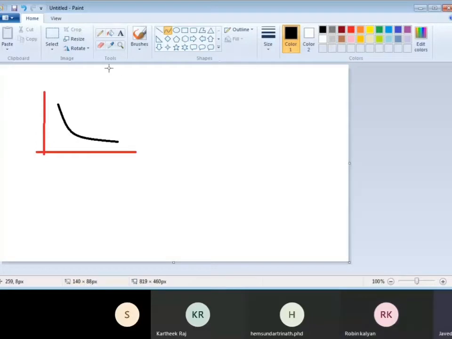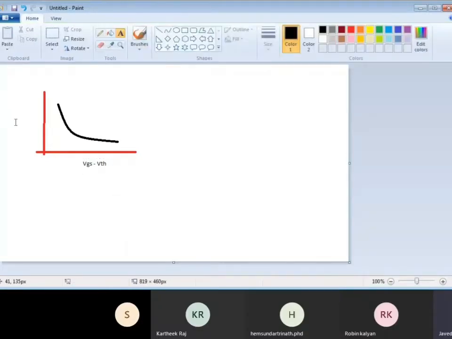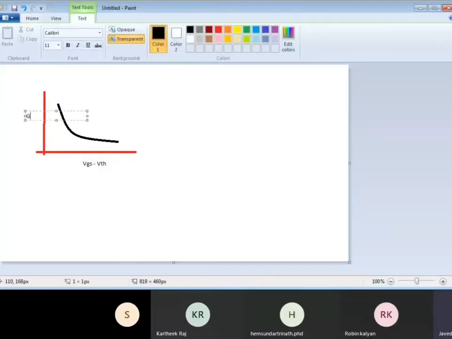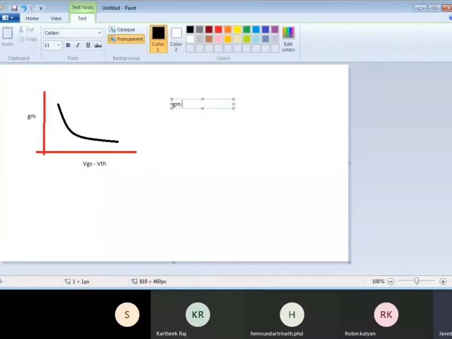Okay, so this is the graph that we are looking at, where we have VGS minus VTH on this axis, and we have GM over here. So what is the equation that we are using to govern? GM equals 2 times ID over VGS minus VTH.